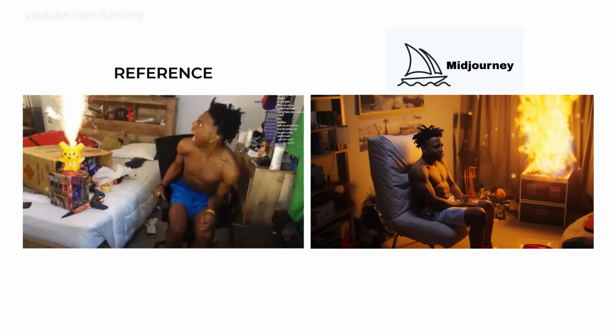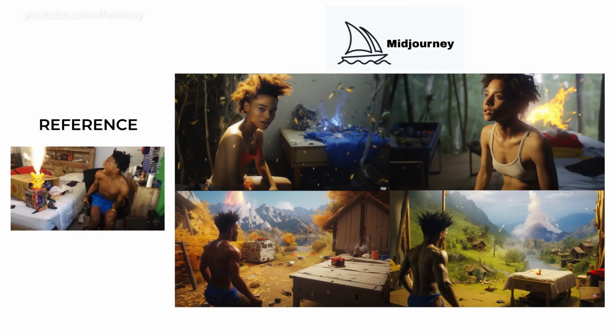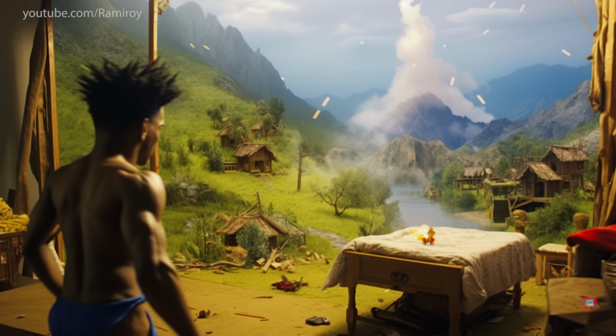To create this photo, I first gave Midjourney the reference shot of IShowSpeed literally flipping out because his room is about to be on fire. I tried one time without giving it context and it gave me these. Looks like a screenshot from Fortnite. So I realized that I have to give Midjourney context when I'm giving it reference shots.